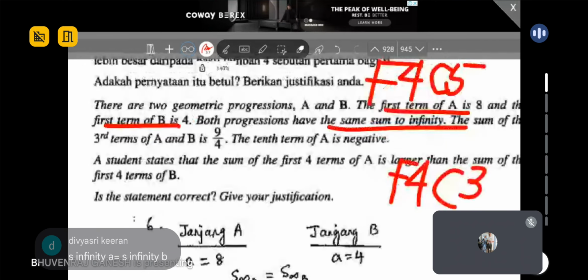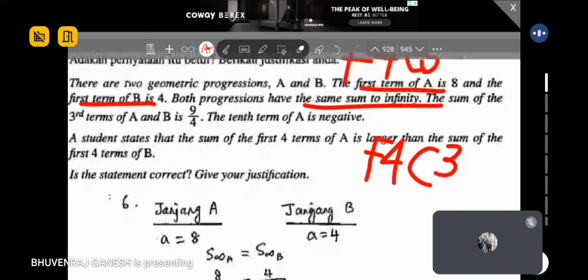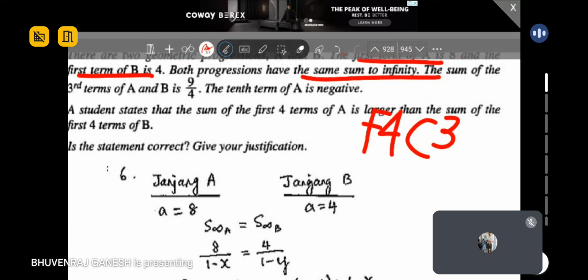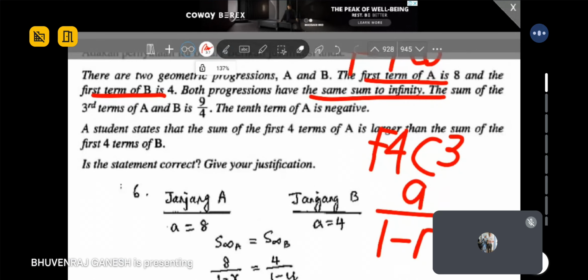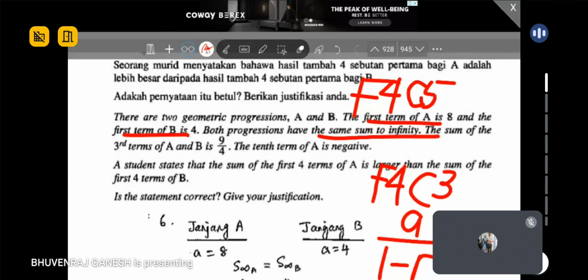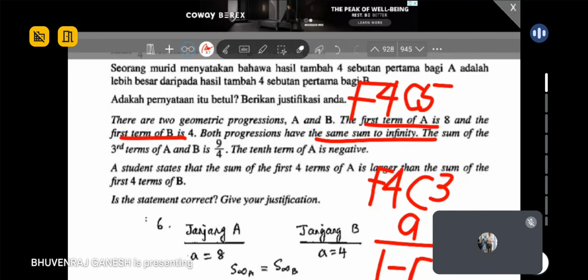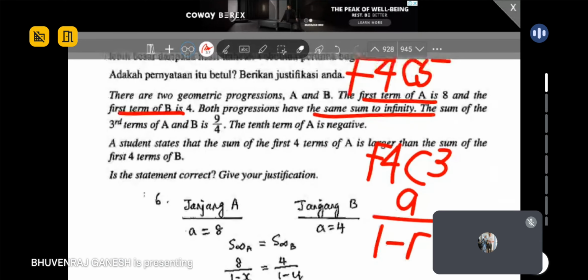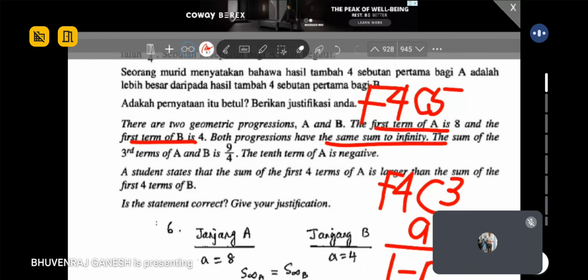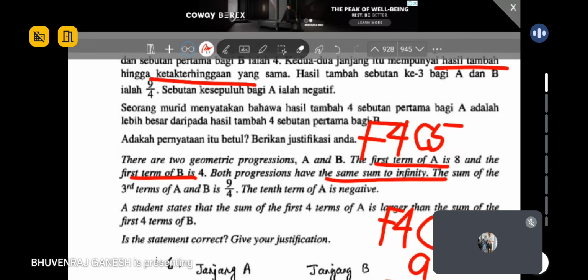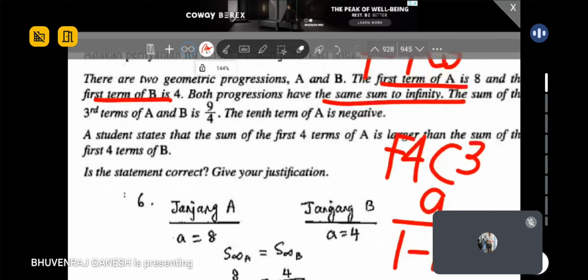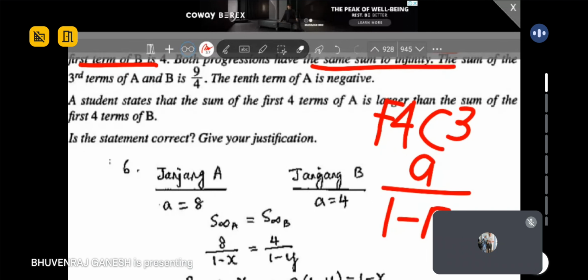Okay, so how? You say S infinity A equals S infinity B. The formula is S infinity equals a over 1 minus r. So your r value here, let me see. Over here, your r value you have to assume, guys. Kamu kena anggap nilai R sama dengan X dan Y. Because the question never tells you any info, you just assume only. Anggap saja. For progression A, your r value is x. For progression B, your r value is y.